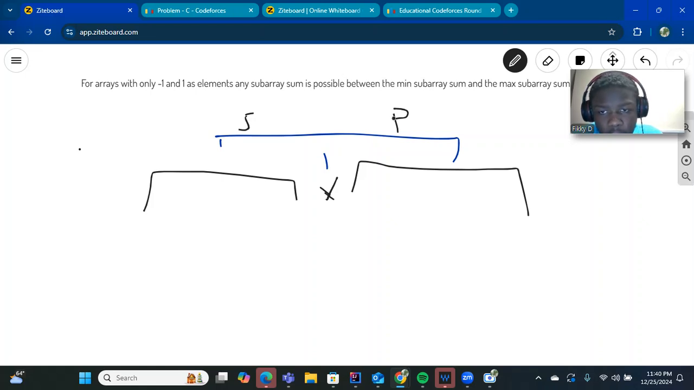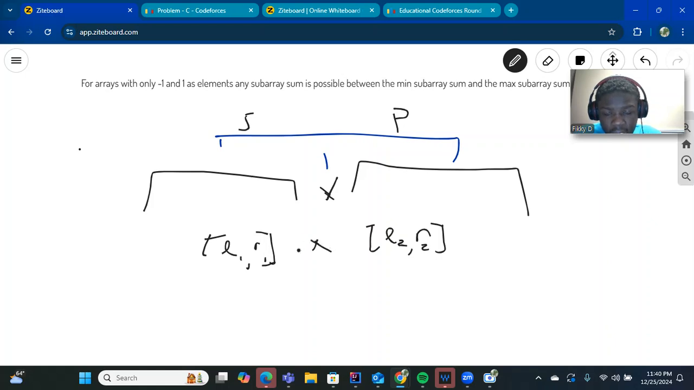From here we can ask, what are all the possible suffixes that I can have? Because I'm trying to find a range of values for subarray sums that include x. Let's say on the left side the range is L1 to R1. This is the range of all the possible suffixes that I have. And for this one it would be L2 to R2, the range of all the possible prefixes I have. Then I have to add x. So the minimum value that's possible is just L1 plus L2 plus x.